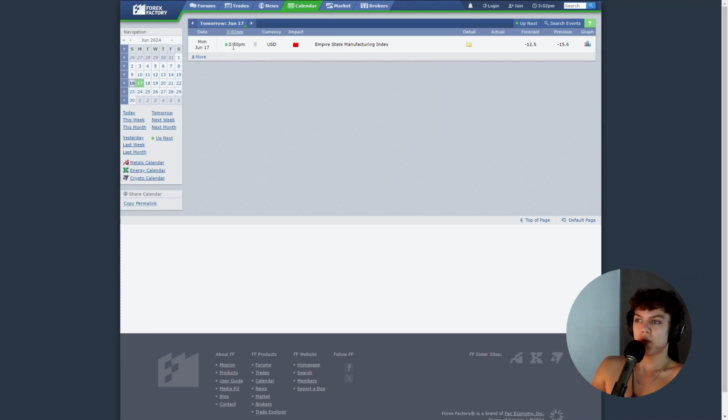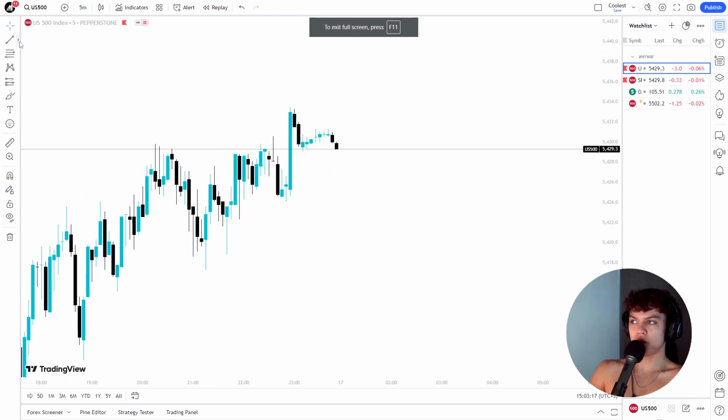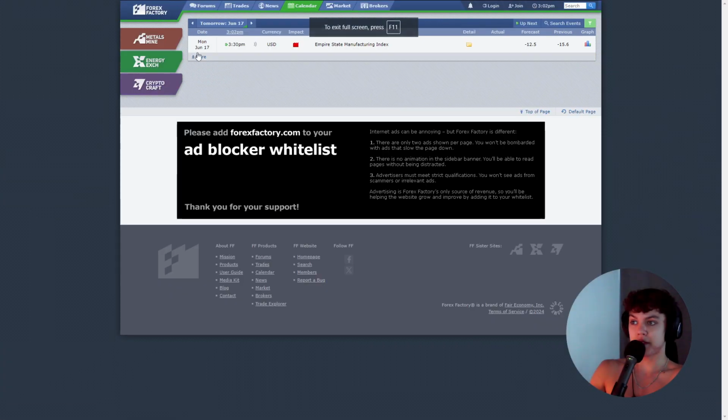So we don't have to worry about this. Although this has lots of volume, it's going to affect the markets. Obviously, it is red folder, and it is the Empire State Manufacturing Index. It has an impact, but it doesn't affect us because we trade like 1 hour after this happens.